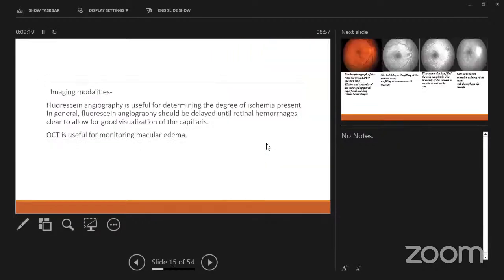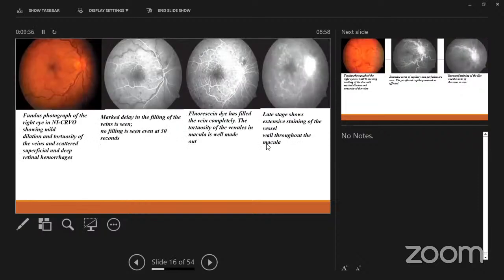Among imaging modalities, fluorescein angiography is useful for determining the degree of ischemia. It should be performed generally after the hemorrhage has resolved so that we can better visualize the retina and the vasculature, and to allow good visualization of capillaries. OCT is useful for monitoring the macular edema.